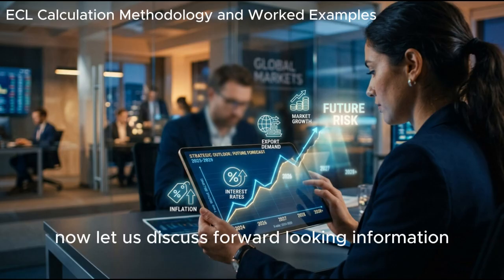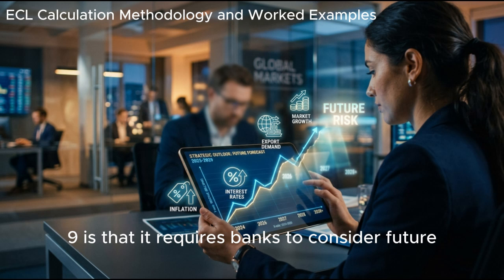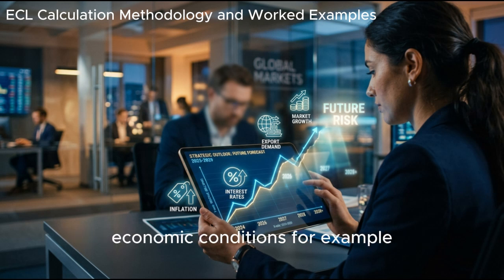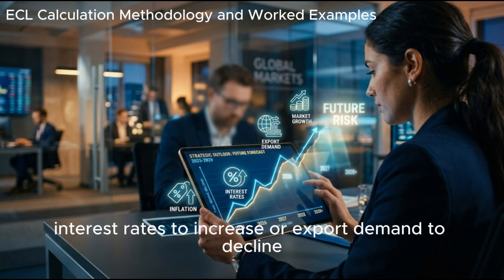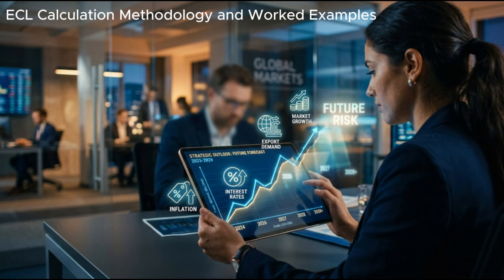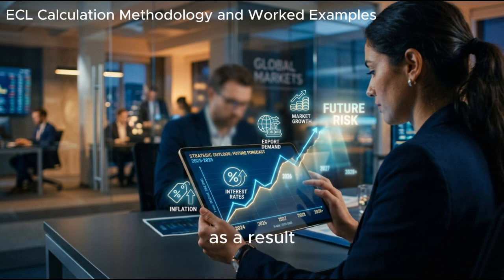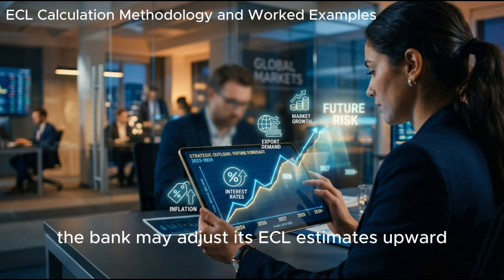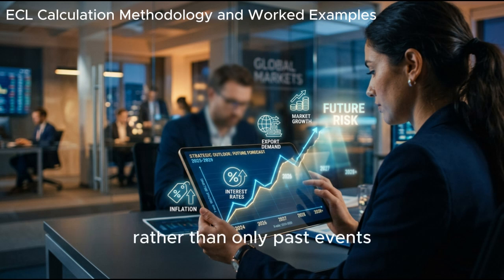Now let us discuss forward-looking information. One of the most unique features of IFRS 9 is that it requires banks to consider future economic conditions. For example, management may expect inflation to rise, interest rates to increase, or export demand to decline. These factors may increase the probability of borrower default. As a result, the bank may adjust its ECL estimates upward. This ensures that provisions reflect future risks rather than only past events.